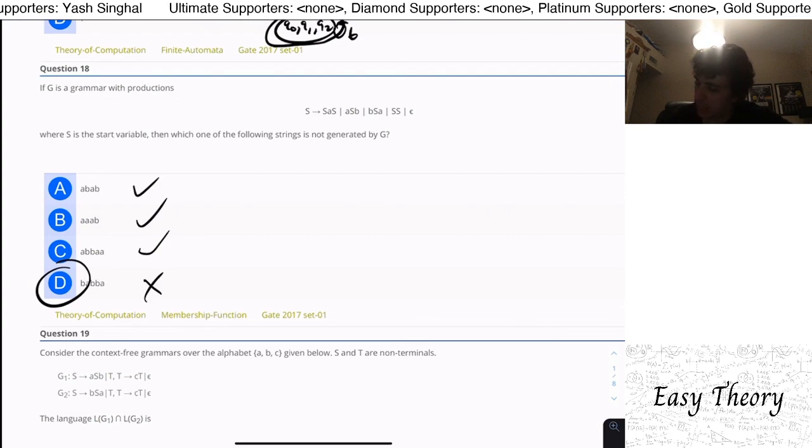But why is it the answer? It's the answer because there are more B's in this string than A's. And every rule has either the same number of A's and B's or more A's. So this string cannot possibly be made.